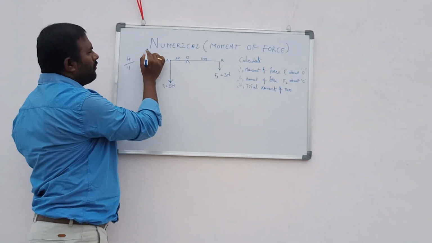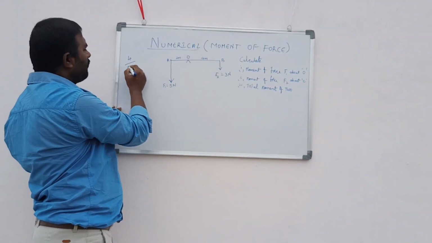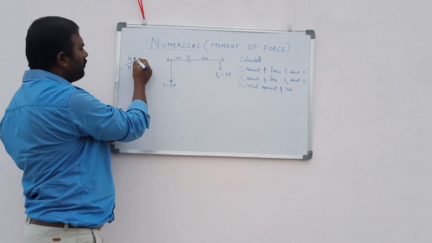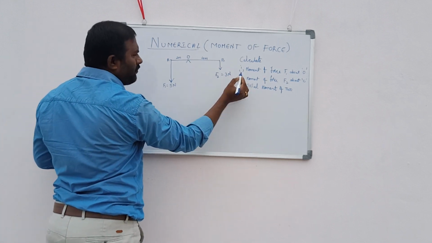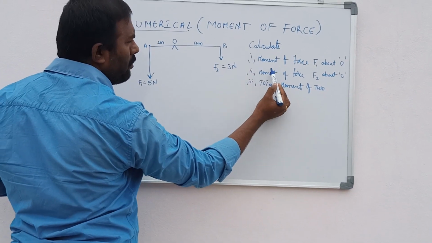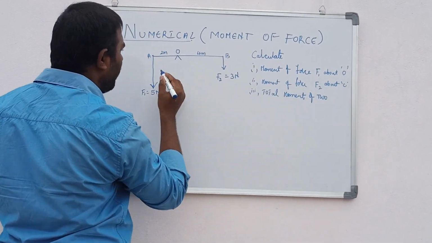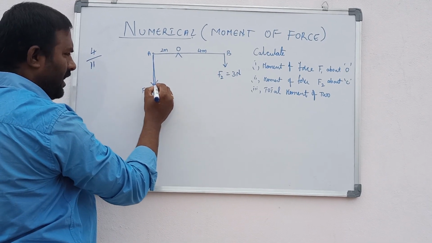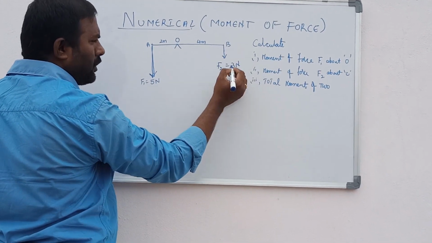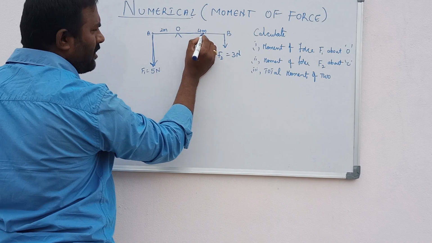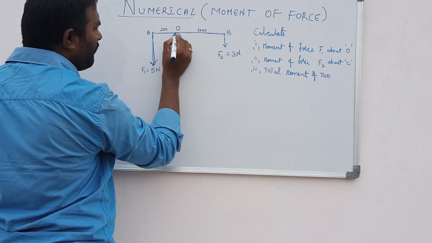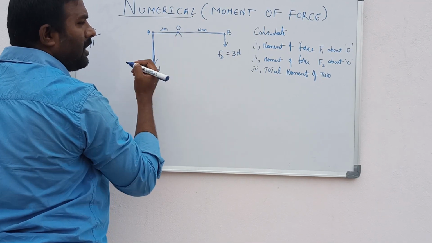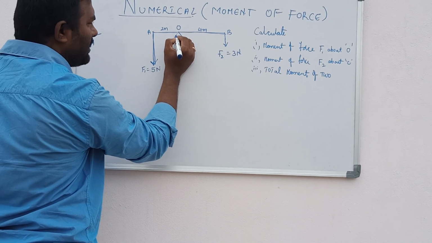Fourth question, now numericals in the fourth question, page number 11. First question, they are asking to calculate the moment of a force F1 about O. They have given a rod AB. AB is a rod. They are applying a force F1 here, that is 5 newtons, and F2 3 newtons. And this is the distance of 4 meters, and this is the distance of 2 meters. This is the fixed point, okay, where they want to balance it like this.